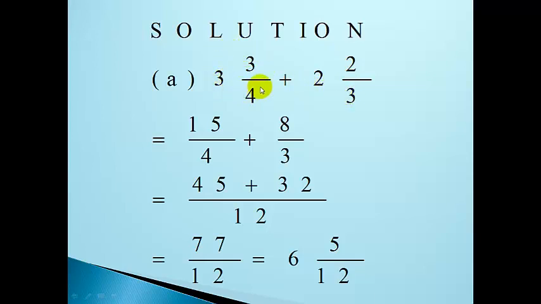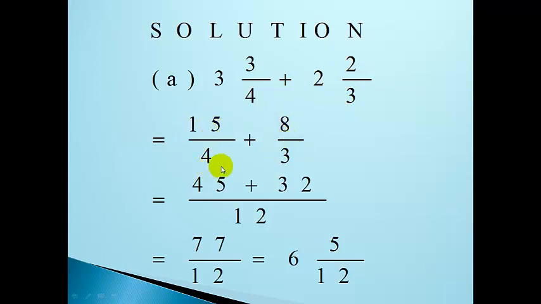We first convert the mixed fractions to improper, and we now know how to convert mixed fractions to improper. So we multiply 4 by 3, and the answer is 12. Then 12 plus 3 equals 15. So it's 15 divided by 4. That is how come we have 15 divided by 4. Plus 3 times 2 equals 6, and 6 plus 2 equals 8. So we have 8 divided by the denominator 3. So we have 8 over 3.